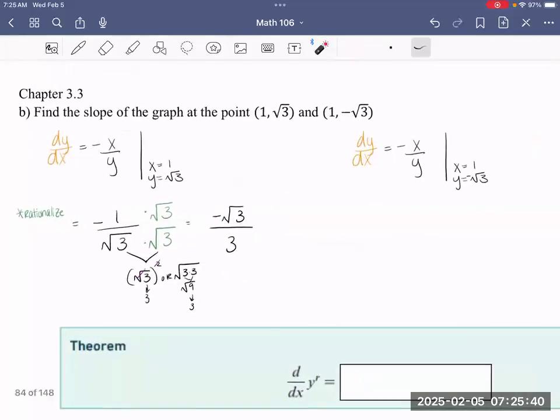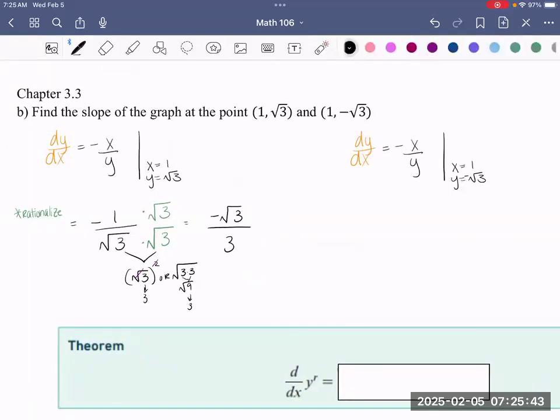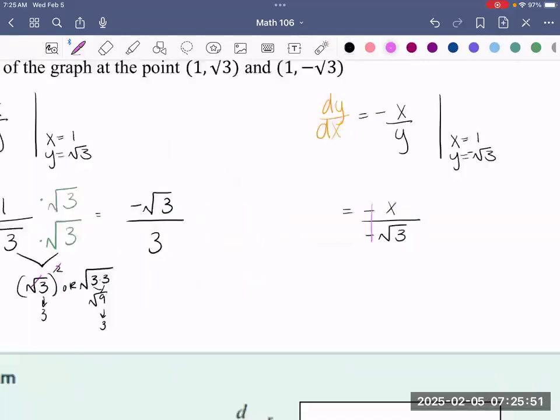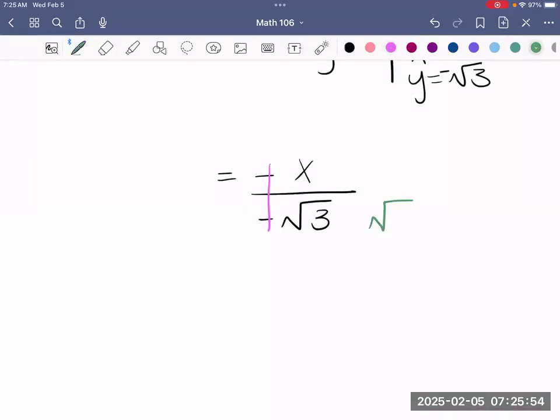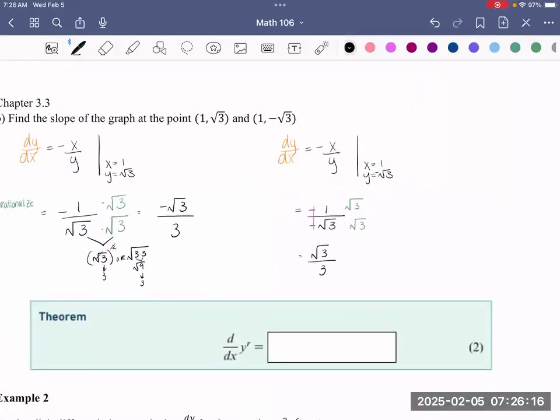Let's see if you can try it again on the other one. So we have negative x over negative square root of 3. Your negatives cancel. And let's go ahead and rationalize, multiplying the bottom and the top by your radical. We should get x root 3. Oops, so sorry, not x root 3. I forgot to put my 1 right here. So we should get the square root of 3 up top over 3 on the bottom. Again, this is the slope at the point 1, root 3.